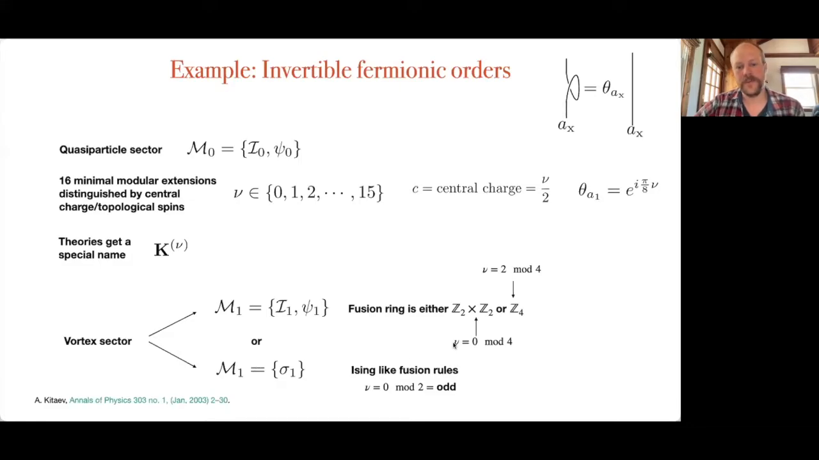If nu is equal to 0 mod 4 or 2 mod 4, then the vortex sector splits into a pair of abelian vortices, which I've labeled I subscript 1 and psi subscript 1. And together with the quasi-particle sector, the fusion ring is either Z2 times Z2 fusion rules, meaning the fusion ring forms a group, and this is the group that you find, or it's Z4 fusion rules, if nu is equal to 2 mod 4. So those are one set of examples, and we'll encounter them a few times throughout the talk.